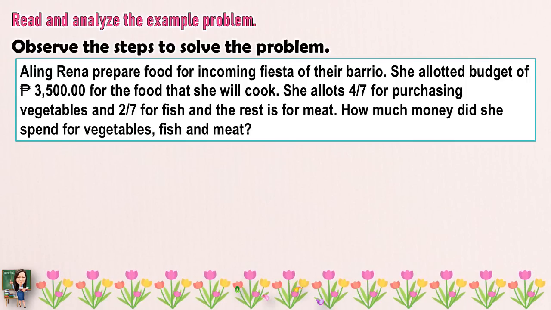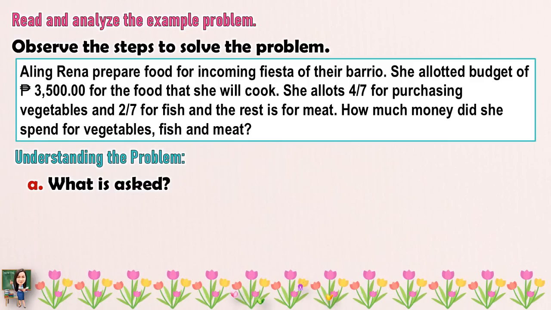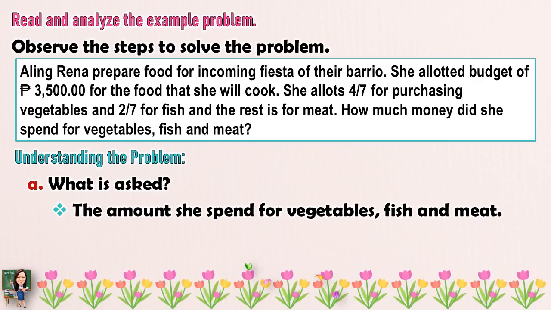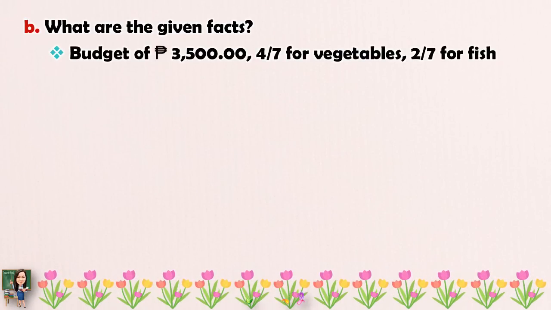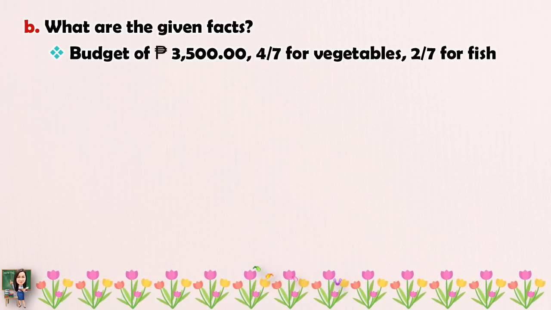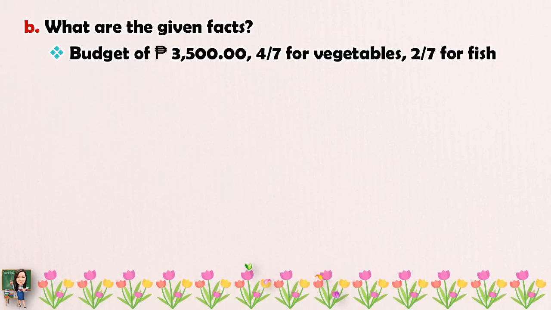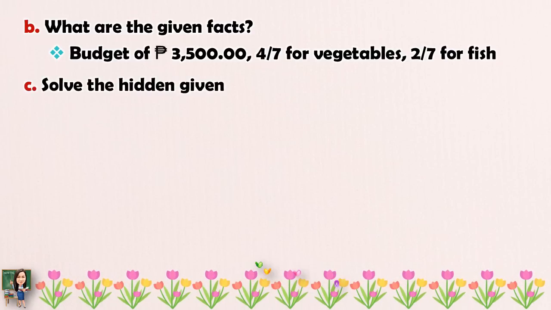The steps are: first, understanding the problem. A. What is asked? The amount she spent for vegetables, fish, and meat. B. What are the given facts? Budget of 3,500 pesos, 4/7 for vegetables, and 2/7 for fish. C. Solve the hidden given.